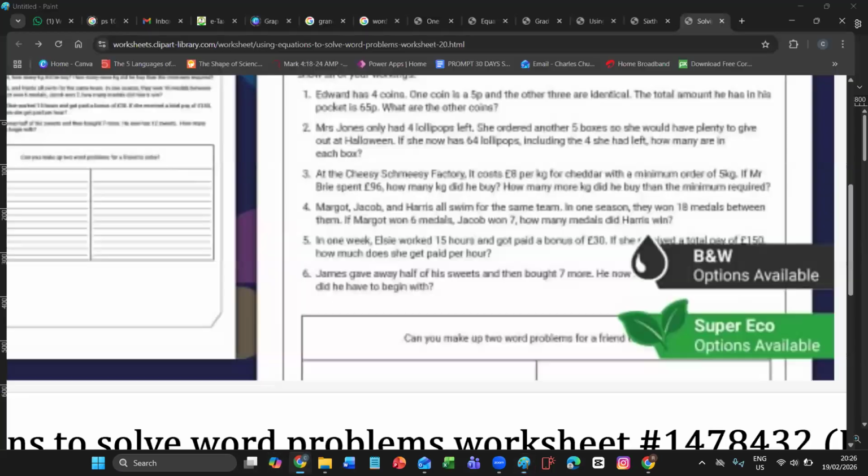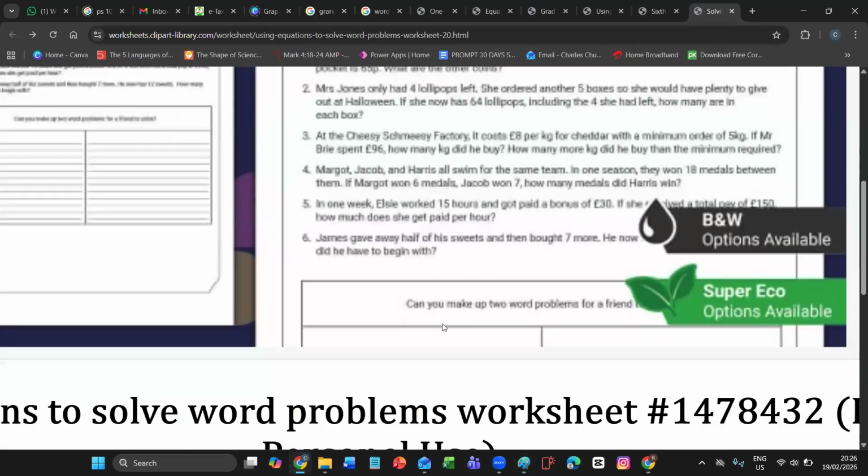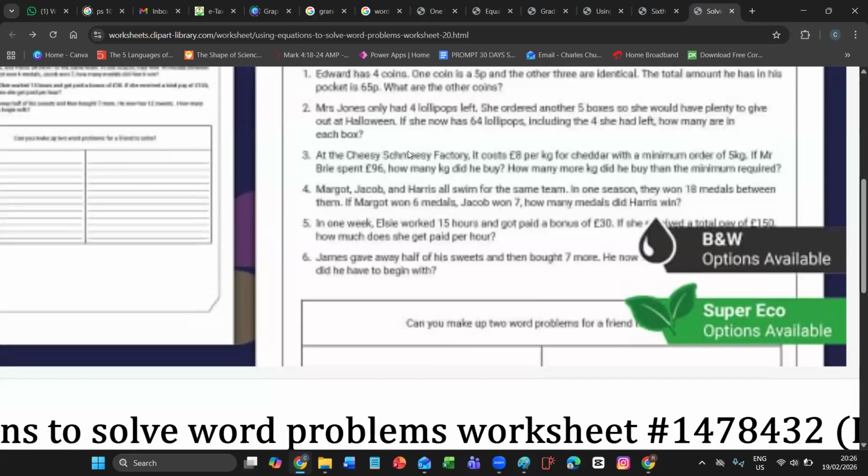Okay, so I was thinking initially that there was a problem with this thing. What's number four? Okay, this thing blocked number five and number six. Let's quickly do number four. Number four says Margaret, Jacob, and Harris all swim for the same team in one season. In one season, they won 18 medals between them.